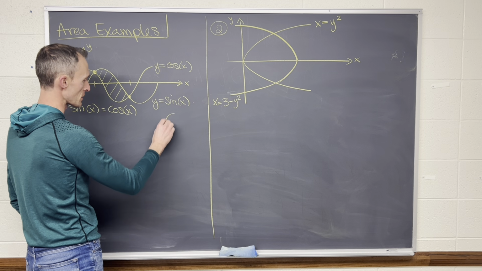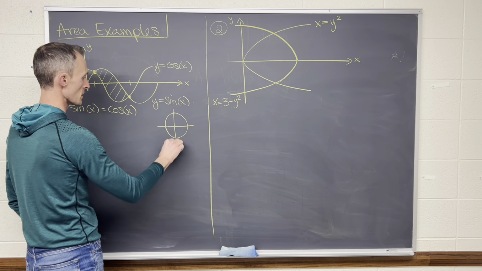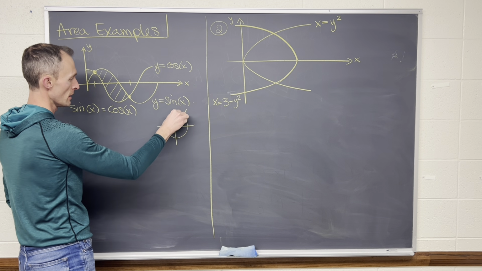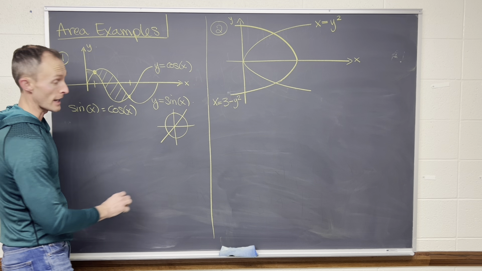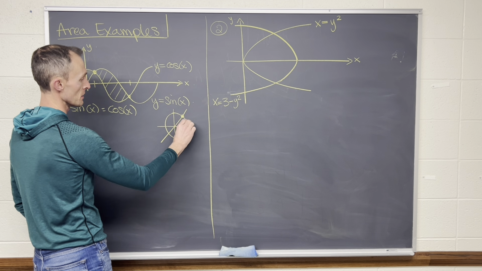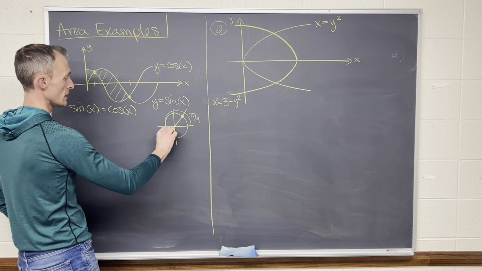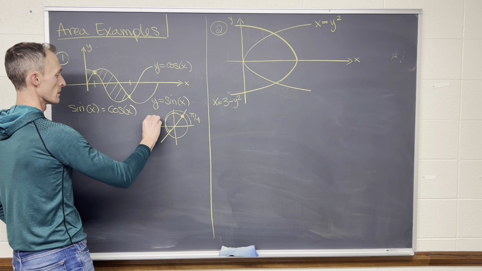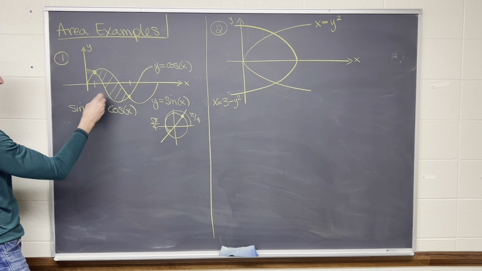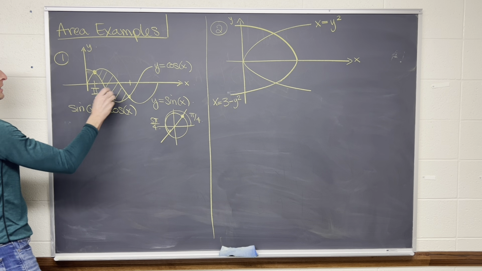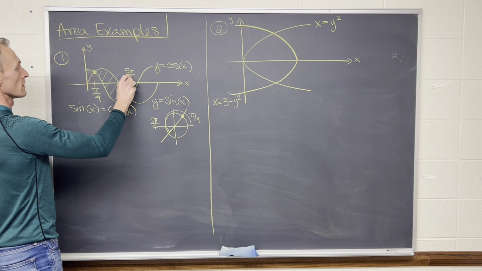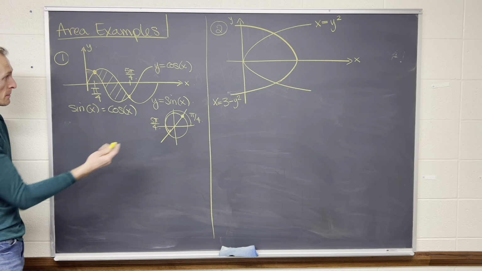Well, I go back to my unit circle. I look at the unit circle and ask, when are they equal to each other? They're equal to each other on the line y equals x. In particular, at this value, this is going to be pi over 4, and the value here is going to be 5 pi over 4. So those are going to be my values. This will be pi over 4, and this one will be 5 pi over 4 there. So then my area is very simple.